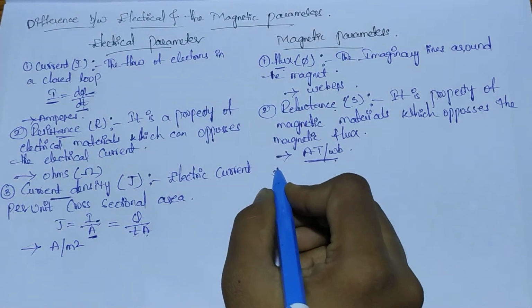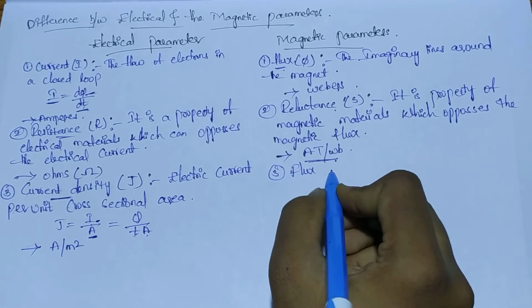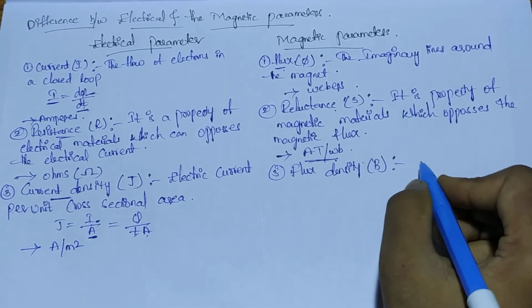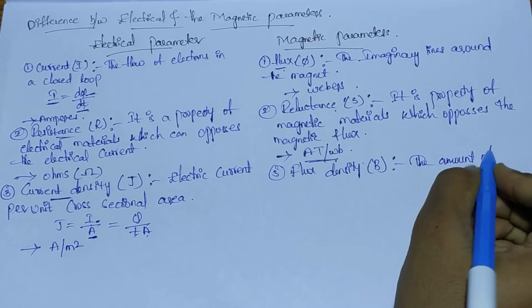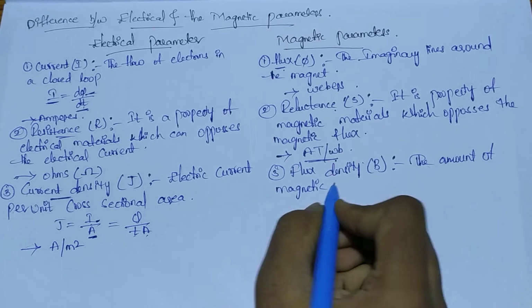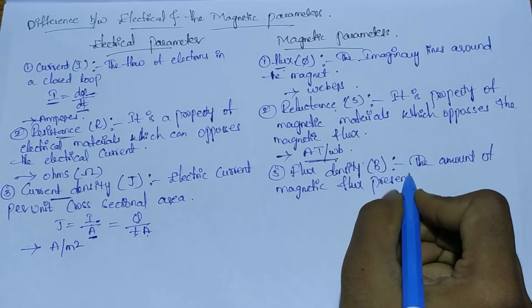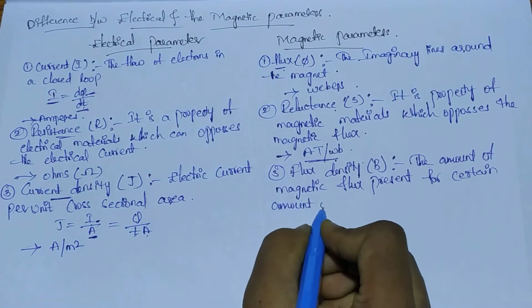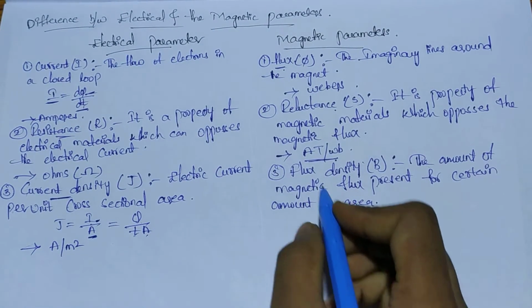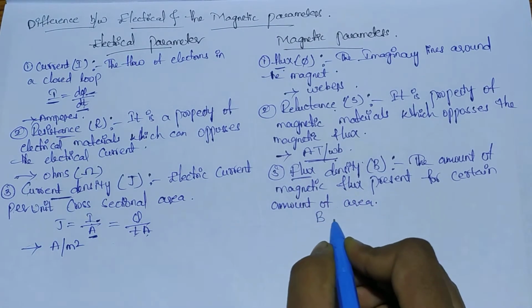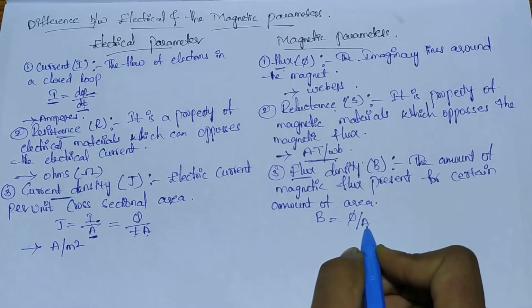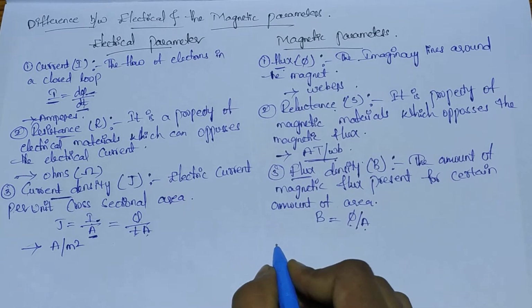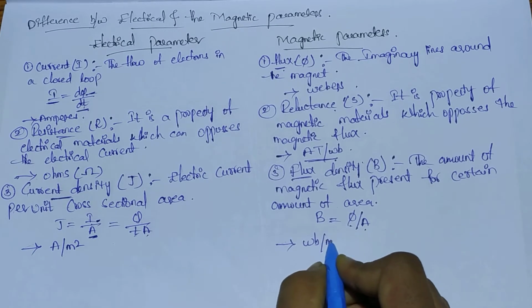Coming to the magnetic parameters, we have flux density, and it is denoted with the letter B. It defines the amount of magnetic flux present for a certain amount of area, called flux density, and we can write flux density B equals phi by A. So the amount of flux present for a certain area is called flux density, and the units of flux density are Weber per meter square.